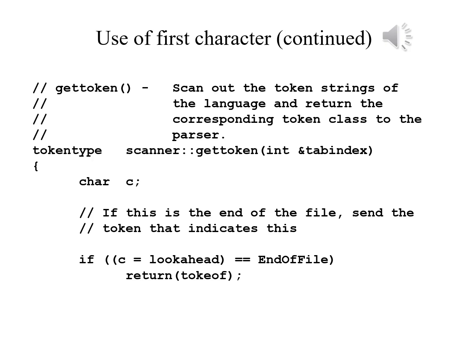getToken is the main method of the scanner. It has one parameter, a reference, that gives a pointer to the symbol table, something we will talk more about in the next lecture. We're looking for, again, the character C, and we will get that look-ahead character, and if it is the marker for the end of file, that is the token that we will return.